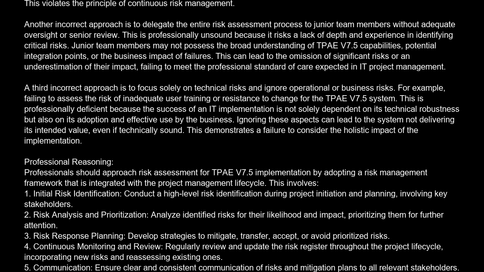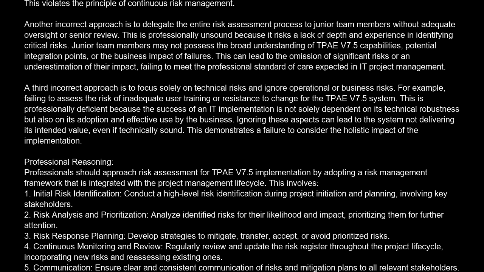This is professionally unsound because it risks a lack of depth and experience in identifying critical risks. Junior team members may not possess the broad understanding of TPV7-5 capabilities, potential integration points, or the business impact of failures. This can lead to the omission of significant risks or an underestimation of their impact, failing to meet the professional standard of care expected in IT project management.